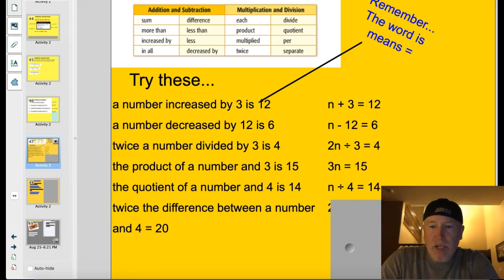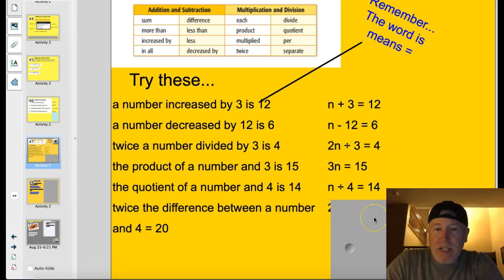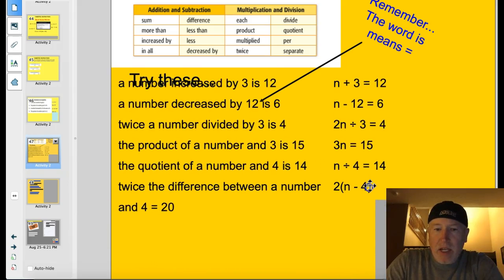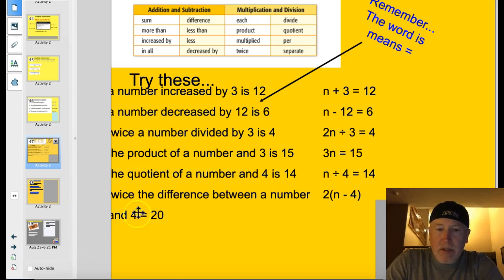Sorry, I'm going to have to go over to the side here. Twice the difference between a number and 4 is 20. Here's that set of parentheses. And here it is, it's down here. Equals 20. Sorry.